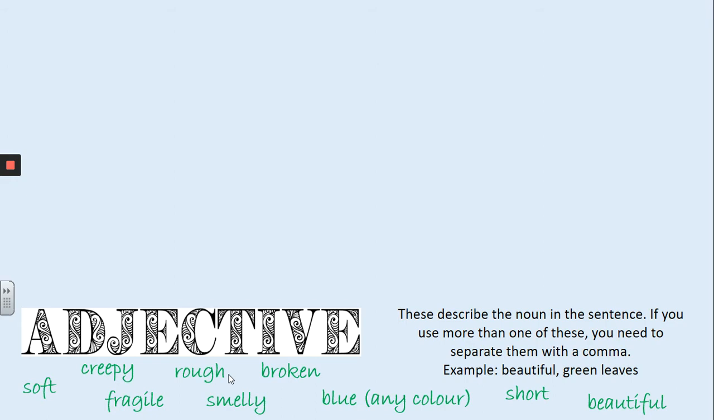So here's some more examples. Again, we need to make sure that whichever adjective we choose matches and makes sense with what we're actually doing. So I can't have something that is small and big because those 2 are the opposite. So we can't describe the one thing as being small and big.